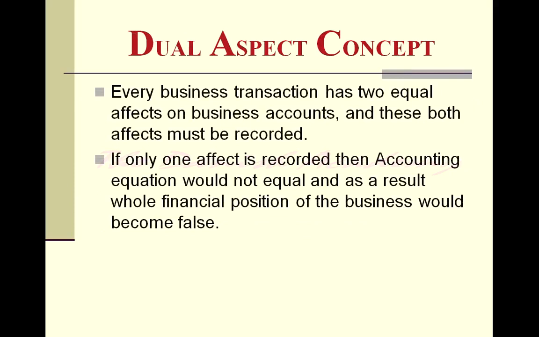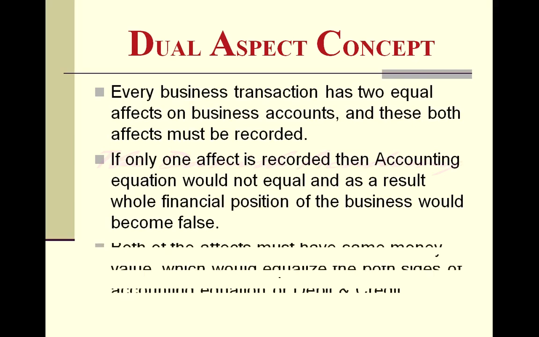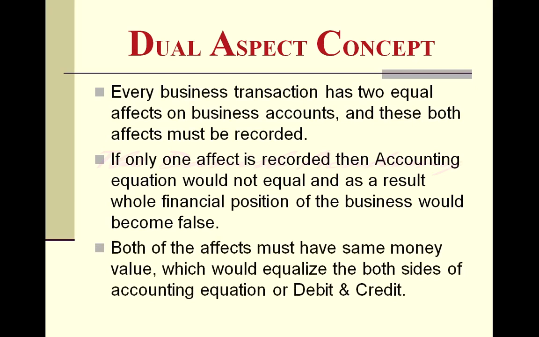The dual aspect concept says that every business transaction has two equal effects on business accounts, and both these effects must be recorded in the accounts, because if only one effect is recorded, then the accounting equation would not be equal, and as a result the whole financial position of the business would become false. Both of these effects must have some money value which would equalize both sides of the accounting equation, the debit and credit sides.